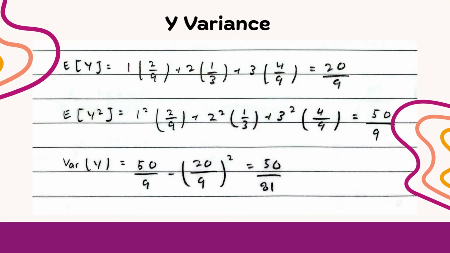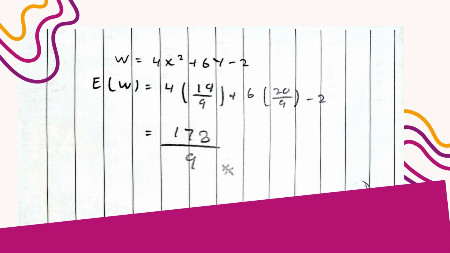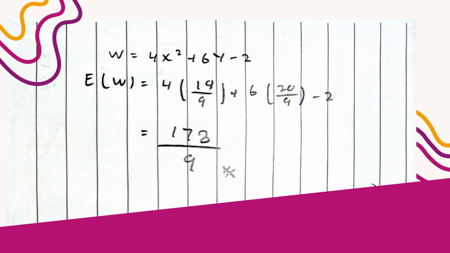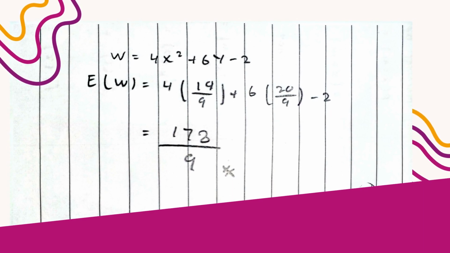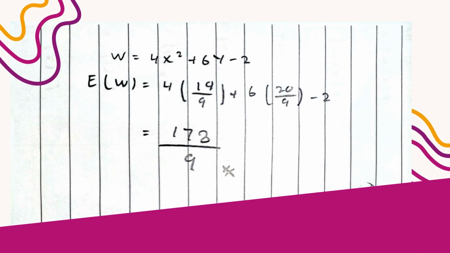For the y variance, similar to x, we have to calculate the value for the mean of y, and we will get 20 over 9. And then we have to calculate the value of E bracket y squared, and we will get 50 over 9. And then we find the variance by plugging into this formula on the last line, and we will get 50 over 81. After that, we set the equation w equals 4x squared plus 6y minus 2. And then we just plug in the value for each component, and we will get the answer as 178 over 9.